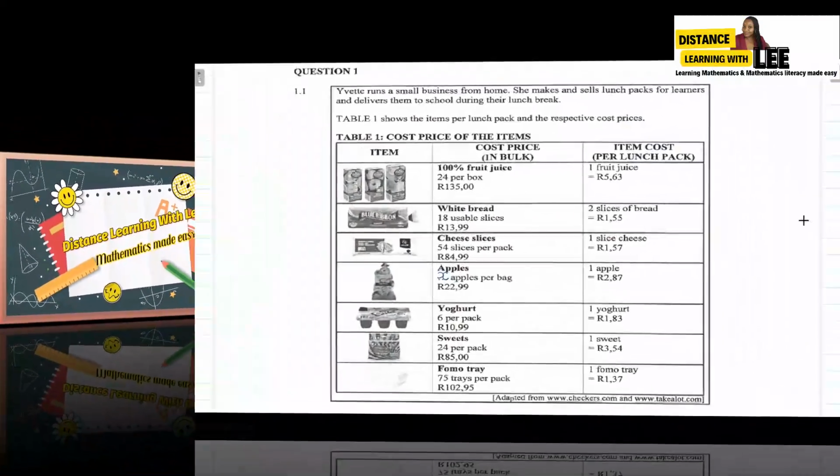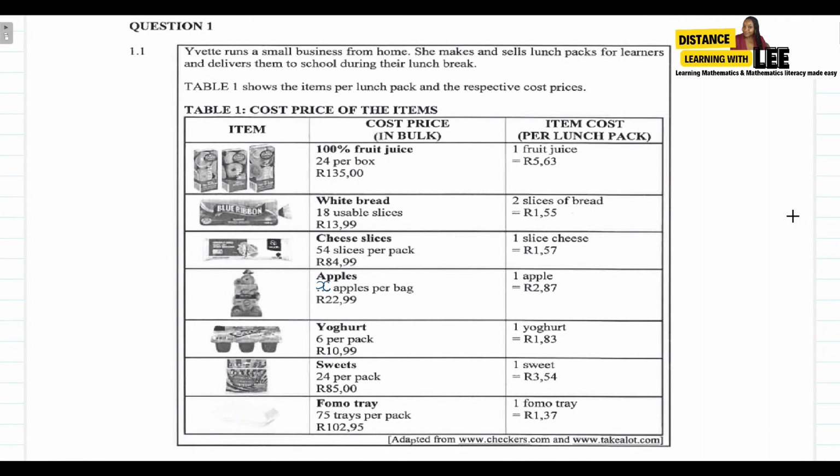Like I mentioned, we're going to be doing question 1.1 in this video tutorial, and it deals with finance. We're going to be looking at cost price, selling price, profits, as well as calculating ratios. So let's look at the information that is given to us here. We are told that Yvette runs a small business from home. She makes and sells lunch packs for learners, and she delivers them to school during their lunch break. We are told that table 1 shows the items per lunch pack and their respective cost prices.